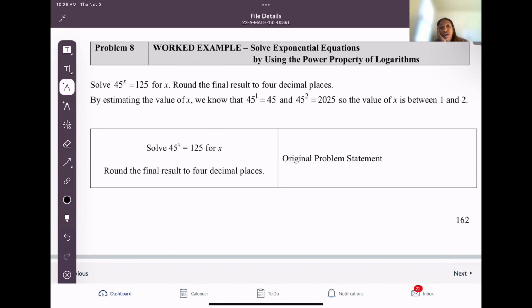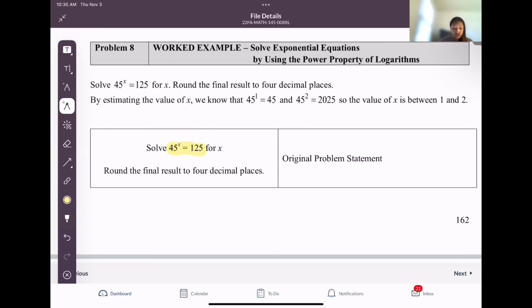We are asked to solve 45 to the x power equals 125. Okay, we want to be able to get the x down from the exponent. We can't just pull it down from the exponent by itself. That's just not a rule we have unless we have logarithms. So we know that if we have log of something to the x power, we can bring the x down. So we're going to introduce logs into this problem.